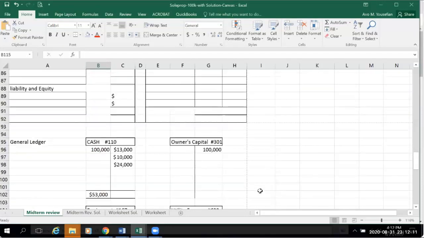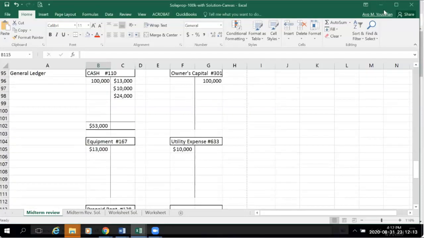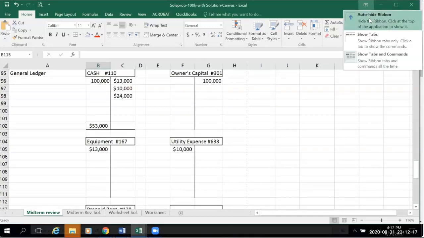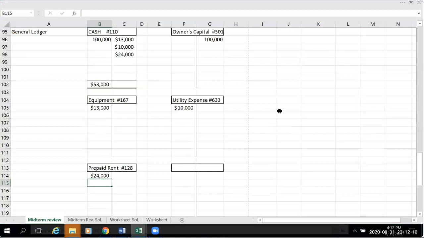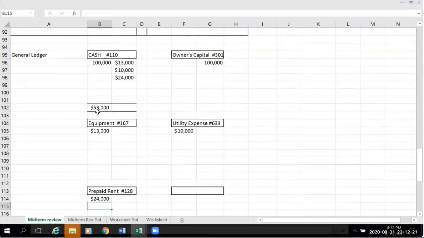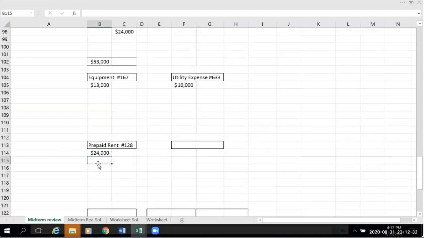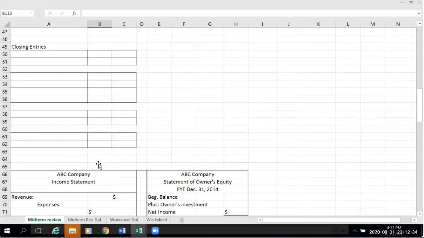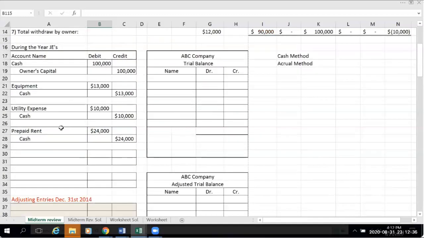As you see, if you ask me right now how much money you have in each account, I can tell you, no problem. I can tell you that I have $53,000 cash in my cash T account. I have owner's capital, 100,000, equipment 13,000, utility expense 10,000, prepaid rent 24,000. Can you tell the same information from journal entries?